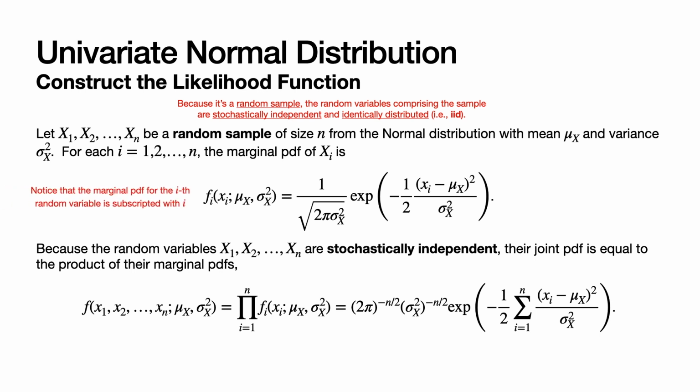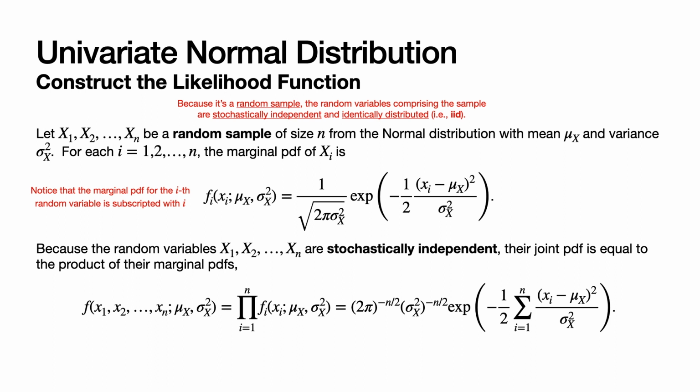Now note first that the marginal PDF for the ith random variable is subscripted with i, and so f sub i is the marginal PDF of x sub i. The PDF is given by 1 over the square root of 2 times pi times sigma squared sub x, times the exponential function evaluated at -1/2 times the ratio of the square of the difference between the argument little x sub i minus the mean mu sub x, divided by the variance sigma squared sub x.